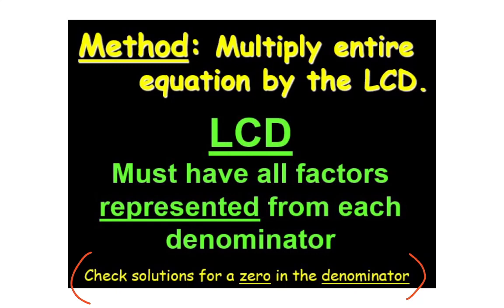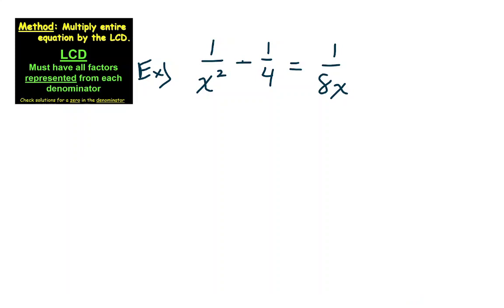Ready to try some problems? Ready to try some problems that, honestly, are a little bit more algebraic. They have x in the denominator. So this one's 1 over x squared minus 1 over 4 equals 1 over 8 minus x. You're going to want to use this LCD method. Please don't try to do this problem a different way. This LCD method is the way.